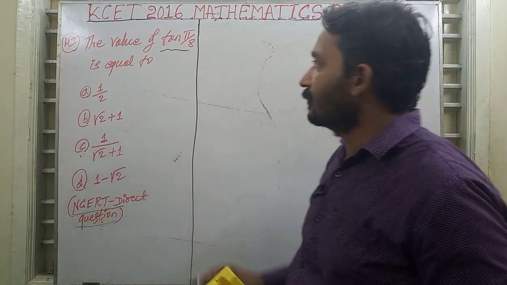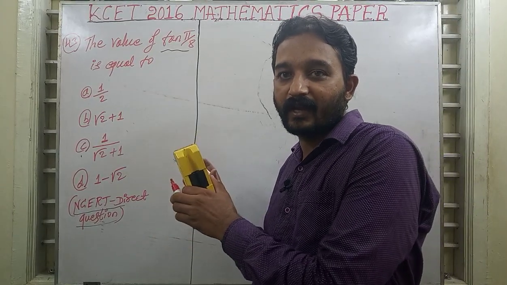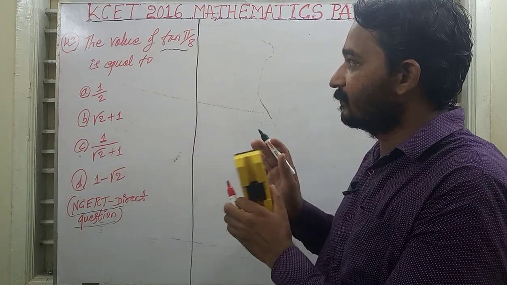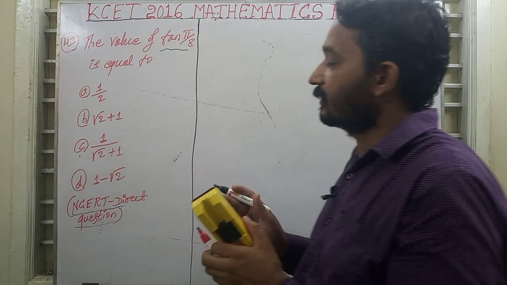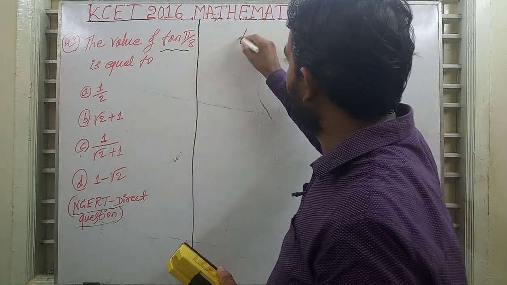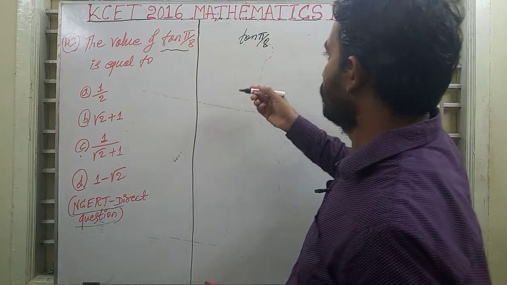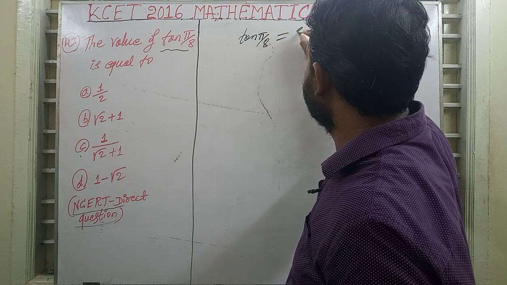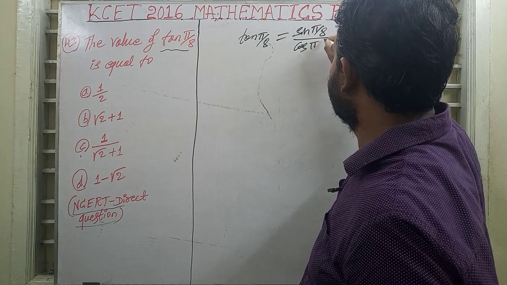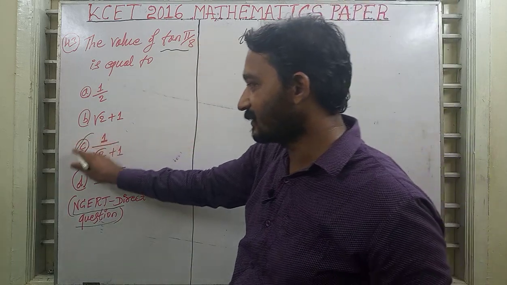I am not solving this question by the usual method in this case. I am using a tricky method, using trigonometric formulas. So tan pi by 8 can be written as sin pi by 8 divided by cos pi by 8. Tan pi by 8 value is a standard result. Option C is the good answer.